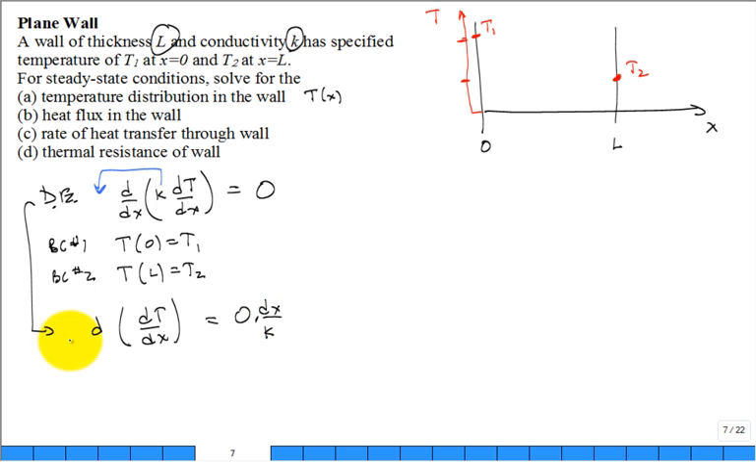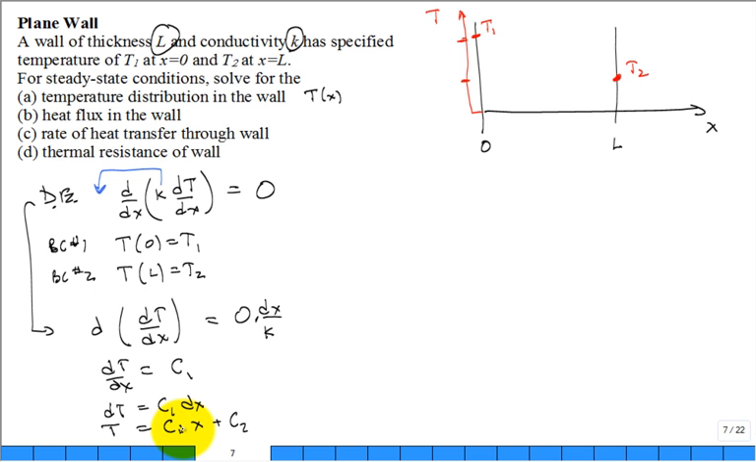So now I integrate. When I integrate, we get that dT/dx is equal to our first constant of integration. Let's do separate again. dT is equal to c1 dx. Let's integrate. So we get that T is equal to c1x plus c2, our second constant of integration. Does this look familiar?